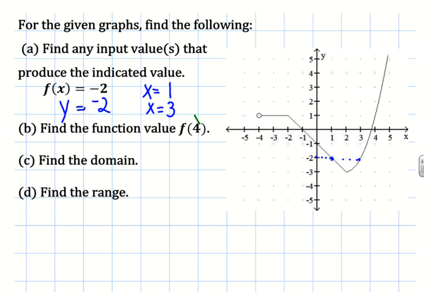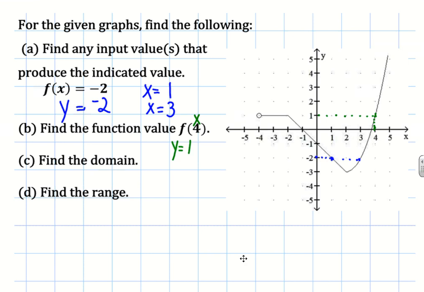F of 4, which means x is equal to 4. X is equal to 4 here. So if we go up, it looks like y is going to be equal to 1.